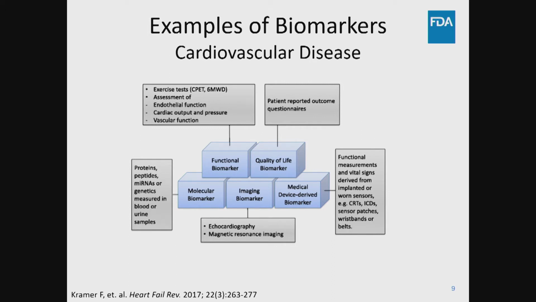And lastly, molecular biomarkers. And this, again, is the category that's probably gotten the most attention recently due to advances in technologies. These are things such as proteins, peptides, mRNAs, or genetics. They can be measured in blood or urine samples, and these can also be very useful biomarkers.